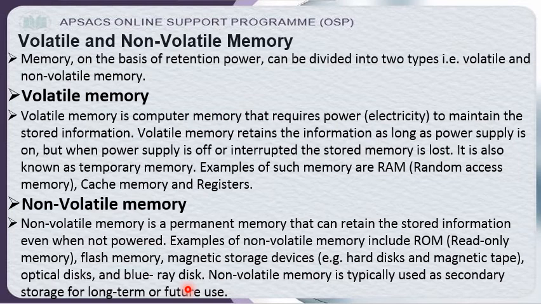Remember that all these non-volatile memories are also known as secondary storage. Volatile memories are known as primary storage. Non-volatile memories are known as secondary storage. It means we can use the data for future use also. As long as the power is given, volatile memory will show the data, but when you turn off the power, the data will remain stored in non-volatile memory.